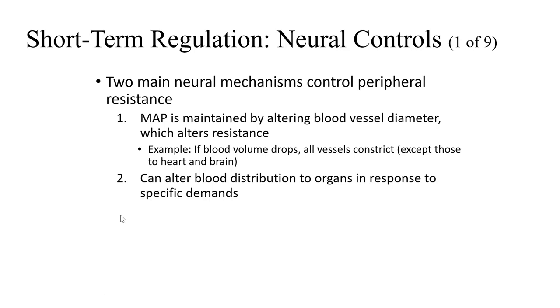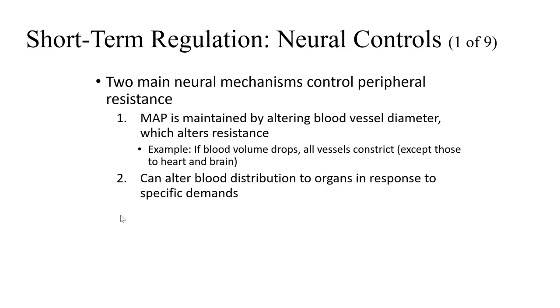So let's take a look at and discuss short-term regulation, or the neural control itself. There are two main neural mechanisms that control peripheral resistance. The mean arterial pressure is maintained by altering blood vessel diameter, which would alter resistance itself. For example, when the volume of the blood drops, all the vessels will constrict except those to the heart and to the vein.